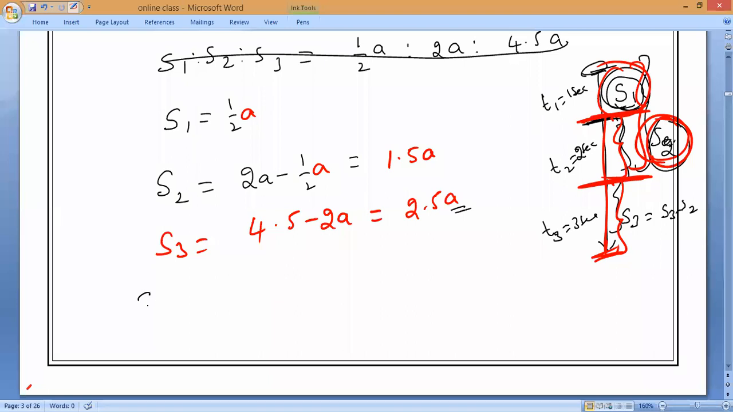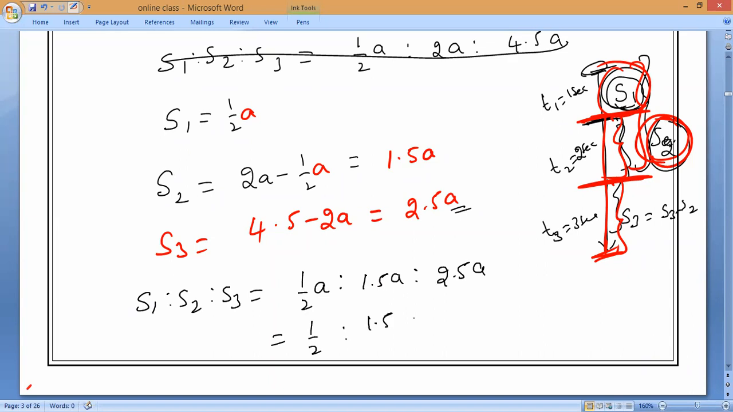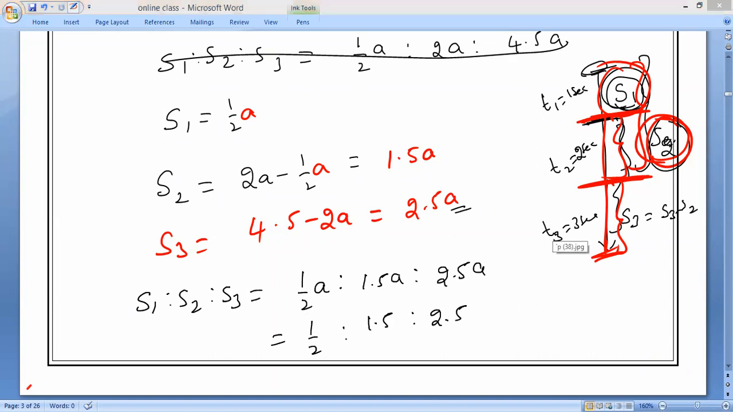So now what is the ratio, everybody? S1 is 2, S2 is 3, S3, what is the ratio? 1 by 2a is to 1.5a is to 2.5a. Okay. So this is the ratio: 1 by 2 is to 1.5 is to 2.5. Make it into proper numbers, everything.